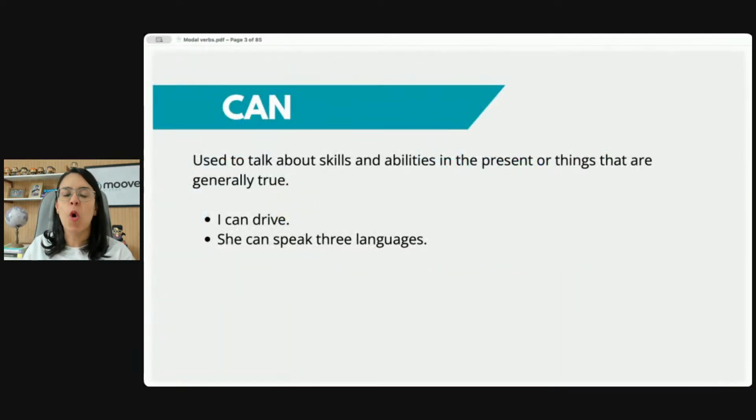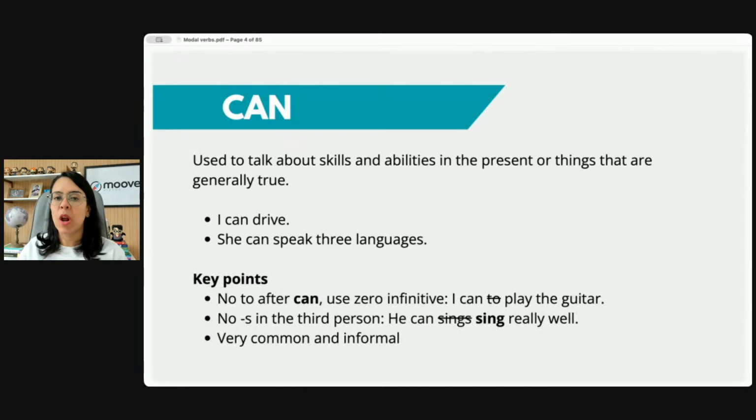So let's begin. Let's talk about the easiest modal verb, can. So when do we use can? We use can to talk about abilities, about skills, about things that we can do. So for example, I can drive. I can drive badly, but I can drive. I can survive. And she can speak 3 languages. So this is a way to talk about our abilities.